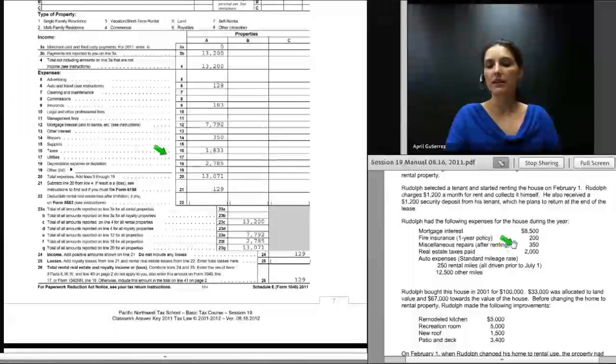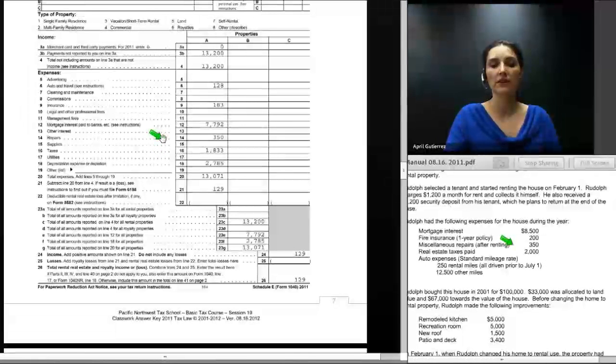Now, all of the miscellaneous repairs were claimed for a period after he began renting the property, so all $350 of repairs are entered. And then finally, the depreciation deduction from the depreciation schedule and Form 4562 is $2,785. We add up all of the expenses on lines 5 through 19, and we get $13,071. Subtracting $13,071 from $13,200 leaves Rudolph with a profit of $129.